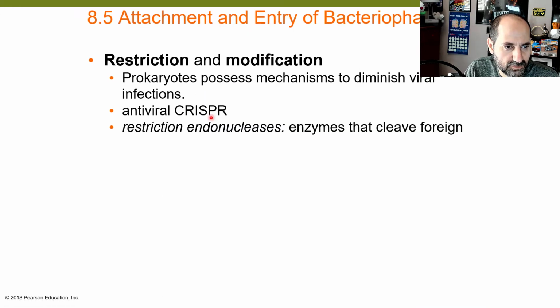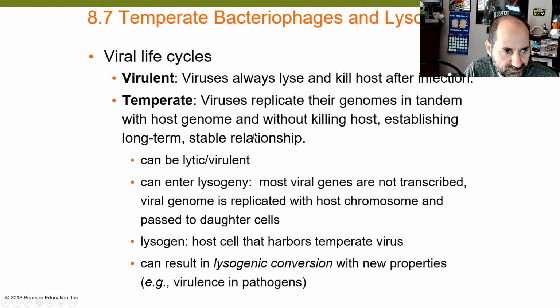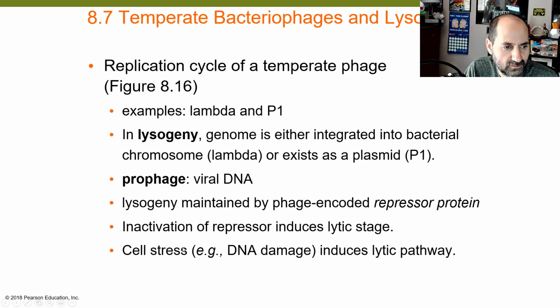You should know about CRISPR and restriction endonucleases. These are mechanisms by which microorganisms can help to prevent viral infections. Remember, virulent phages always kill the host after infection, but temperate phages can switch between lysogeny and lytic conversion. And lysogeny means the genome is either integrated into the bacterial chromosome as a prophage, or it can exist as a plasmid.